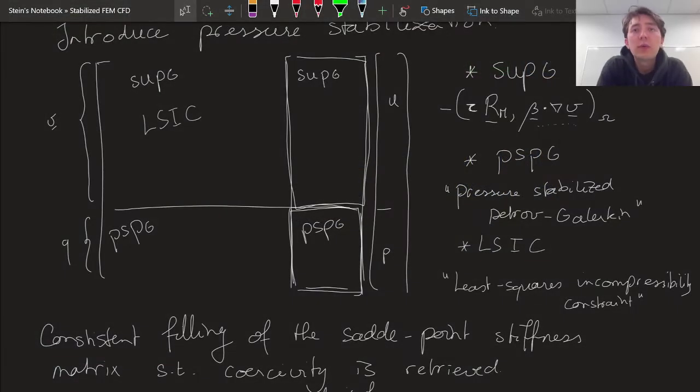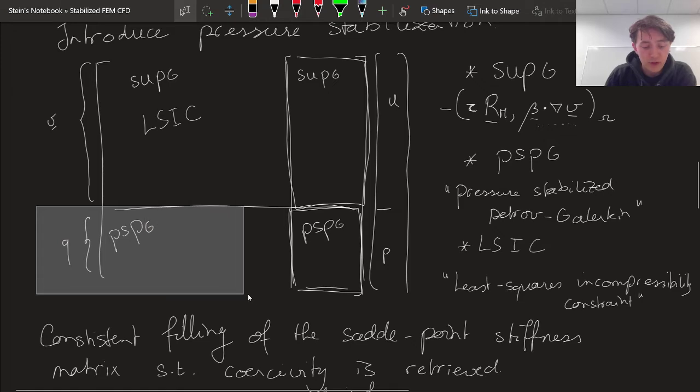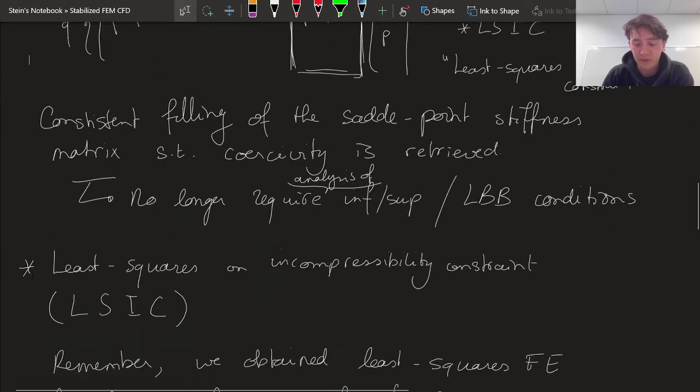So next up, the pressure stabilized Petrov-Galerkin method, PSPG. We saw in our matrix system of equations here that it involves the pressure test functions, and it's going to show up in the lower half of our matrix.